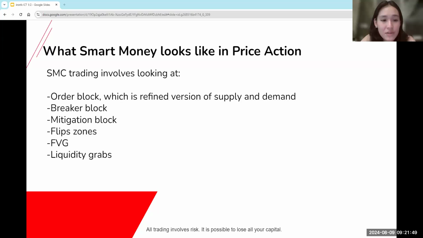Fifth, you also have your flip zones, which are the levels where you have reversals. FVG is the fair value gaps that we talked about earlier, basically imbalances in the market when demand, for example, outpaces supply or vice versa. And lastly, liquidity gaps, which again, we talked about earlier as well, where there's a lot of swing highs or a lot of swing lows that are testing that same area.